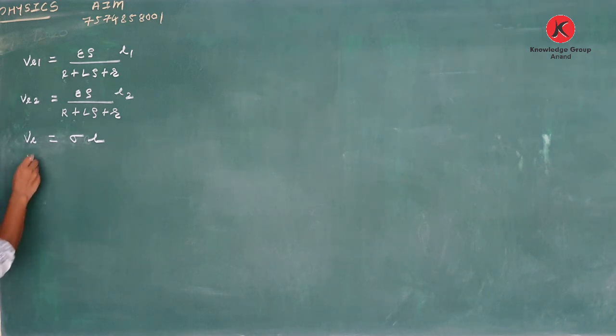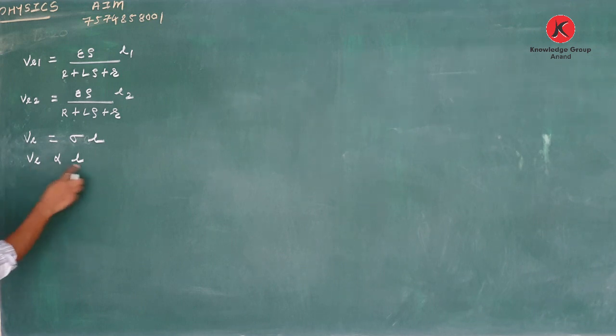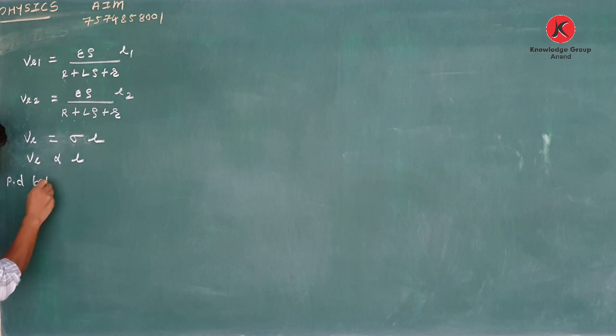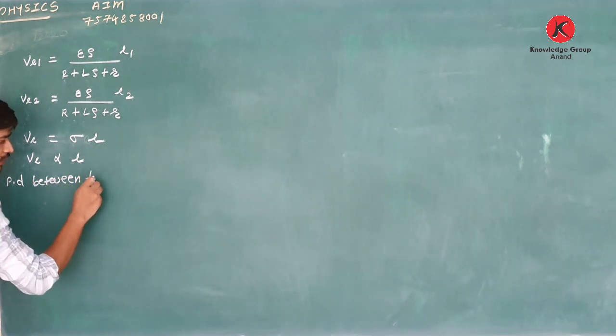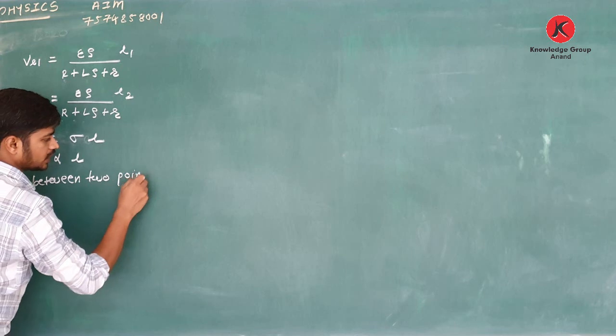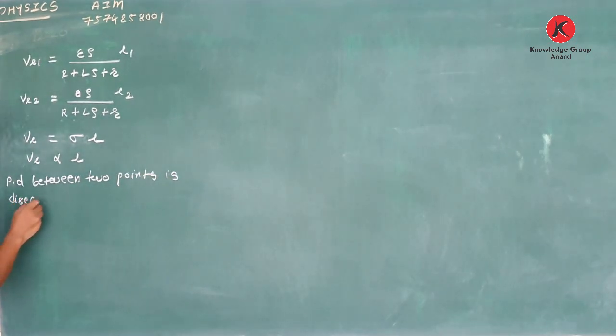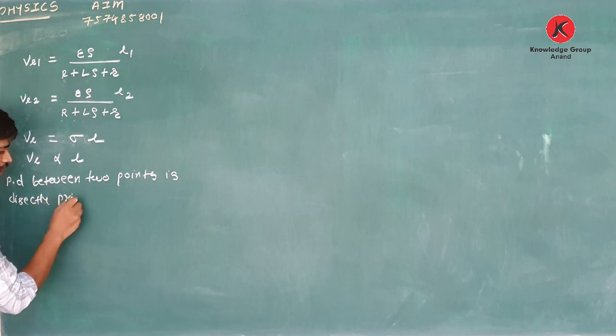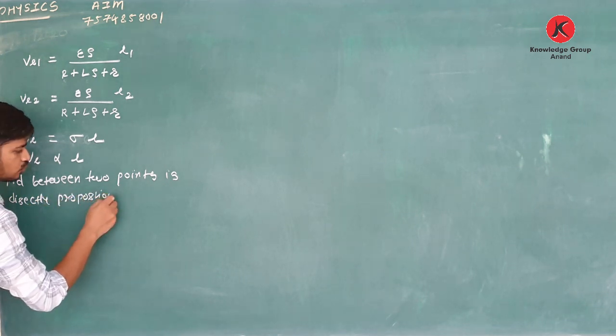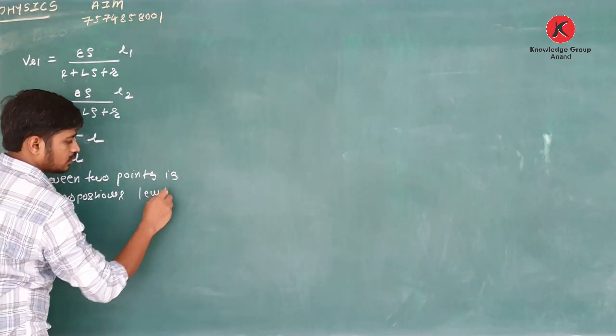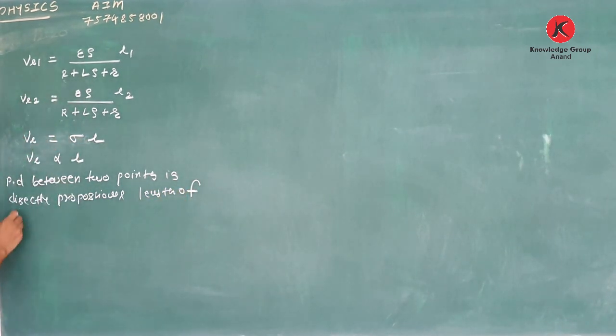See, if I write like this, VL is proportional to L. It is the principle of potentiometer wire: the potential difference between two points is directly proportional to the length of that part. VL is proportional to L.